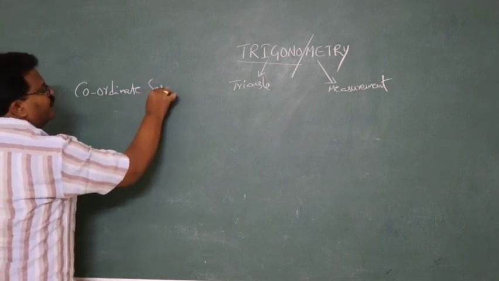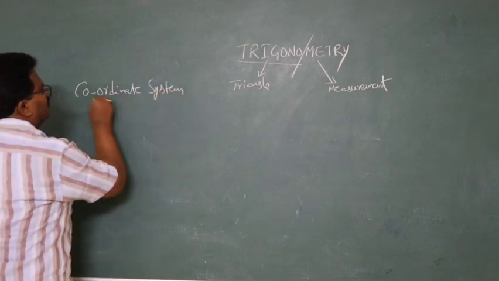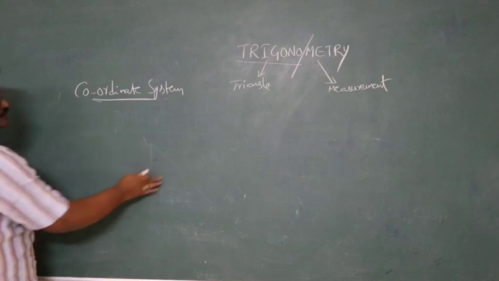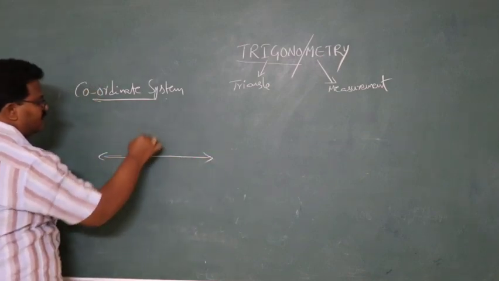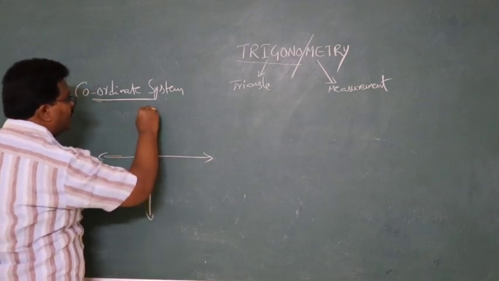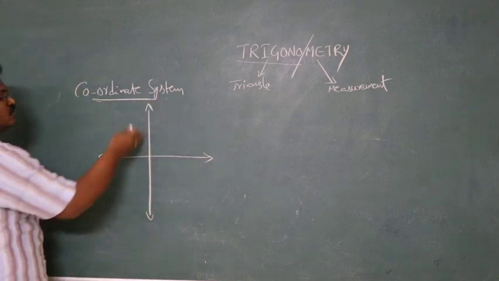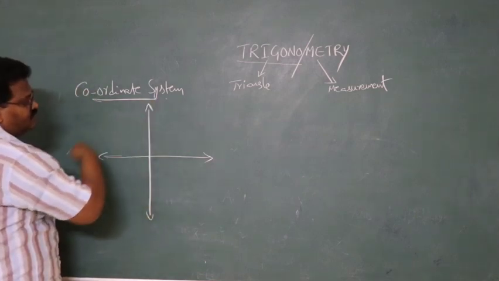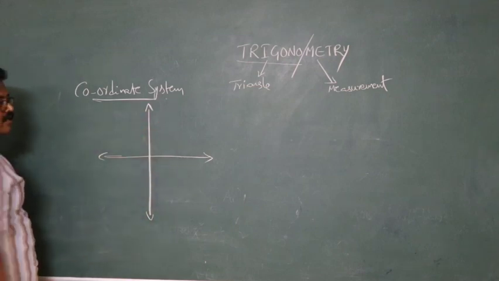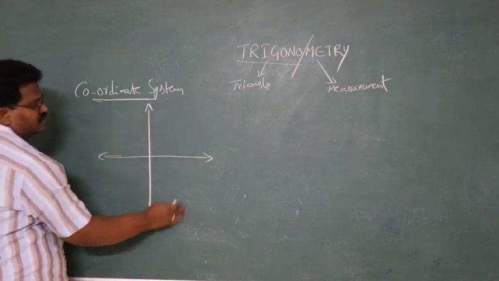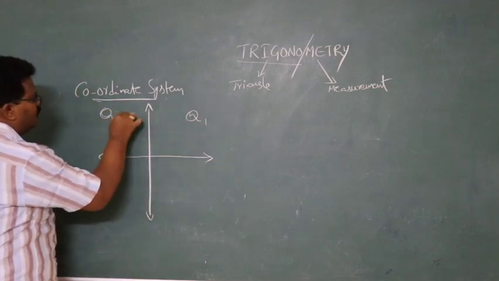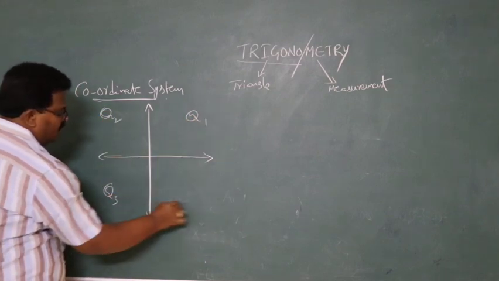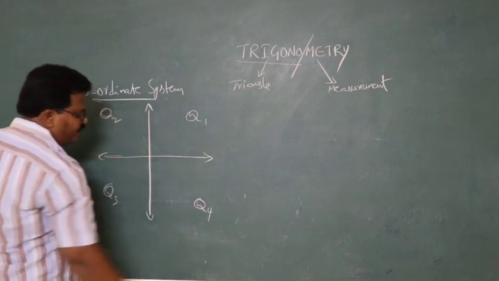Coordinate system. In this, take the horizontal line as the x-axis and the vertical line as the y-axis. These x-axis and y-axis divide the plane into 4 equal parts. We call these quadrant 1, quadrant 2, quadrant 3, and quadrant 4.